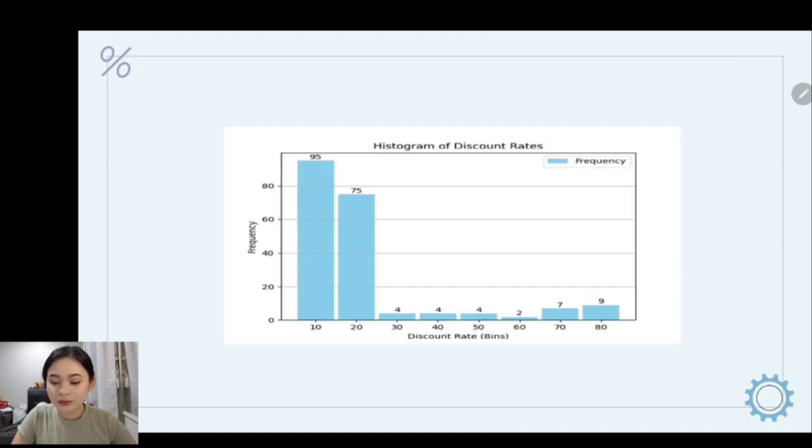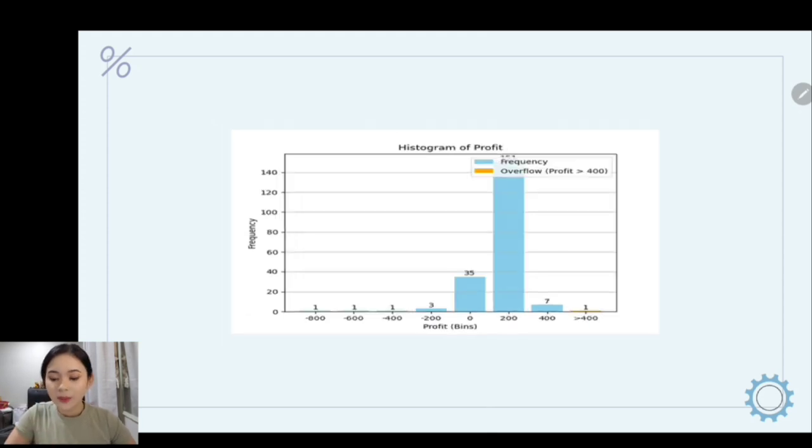Look at this histogram graph of discount rates. The highest frequency goes up to 95 for the discount rate, and 75 for the second. Now look at the profit. The highest frequency is 151 for profit. Okay, so let's go to the next slide.